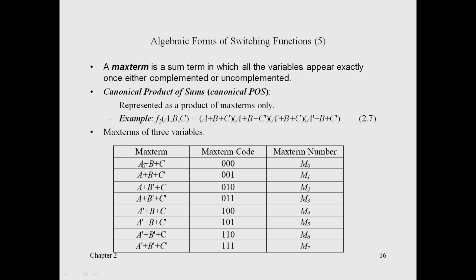Rather, in case of product of sums, it is reverse. So if it is a, it will be 0. If it is a bar, it will be 1. So this is nothing but 0, 0, 0, and this is represented as capital M0. If it is 0, 0, 1, this is M1, and so on.